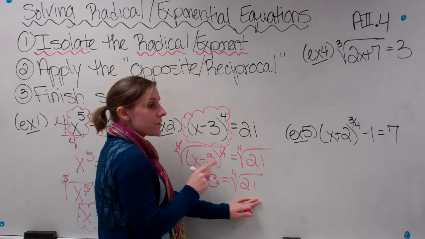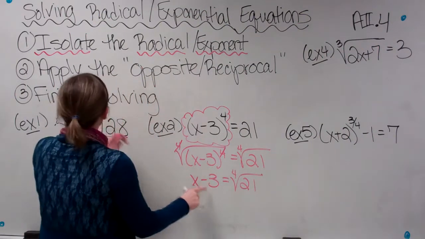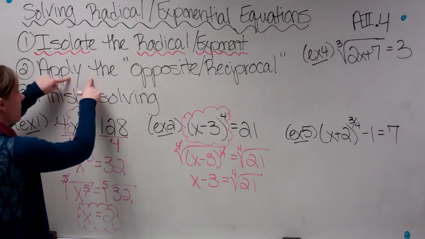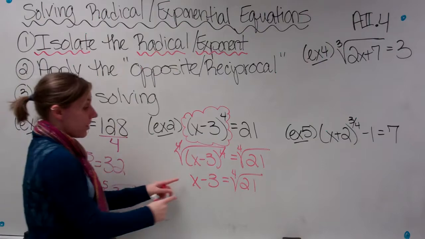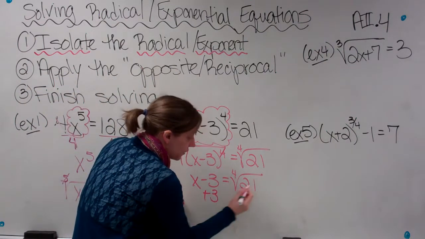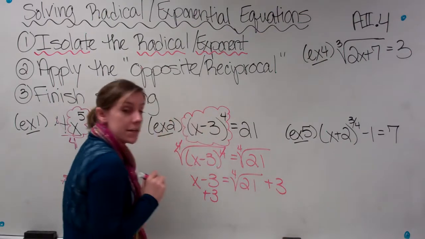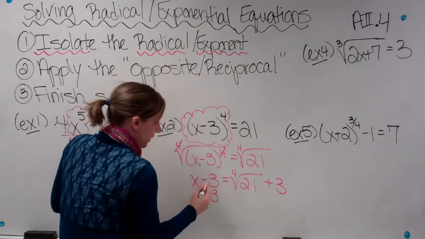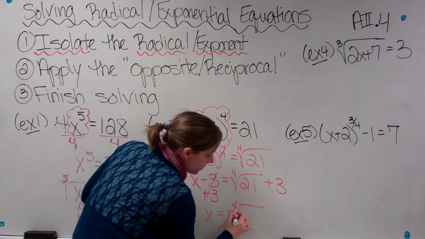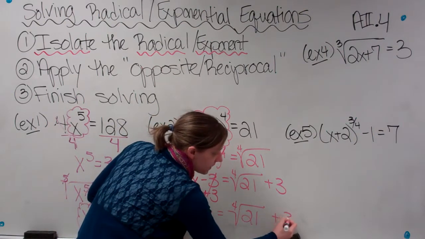All right, so we have isolated. It was already isolated. We've done the opposite, or the inverse. Now we have to finish solving. Since I'm subtracting 3, I just have to add 3 to both sides. And remember, they're different, so you cannot combine them. We get the 4th root of 21 plus 3.